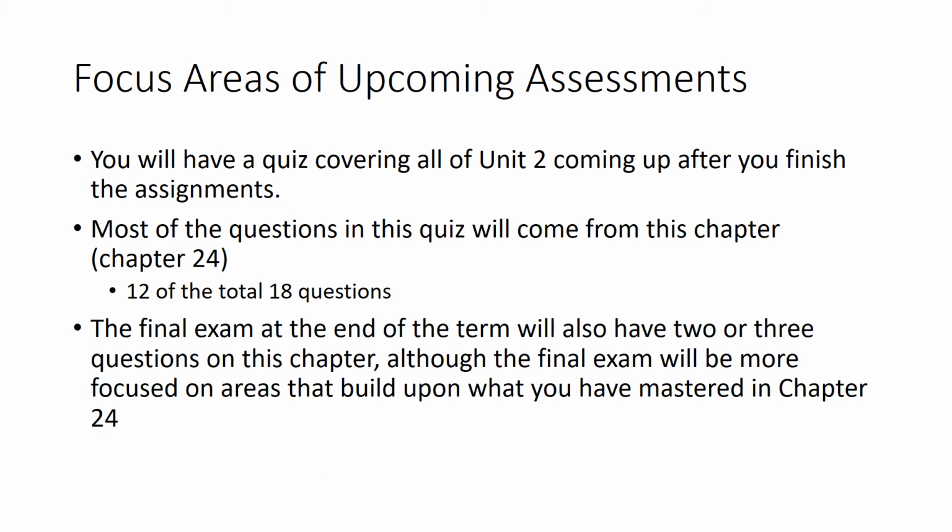So let's talk about how you'll be assessed. Let's say you finish the homework and the other assignments in Unit 2. You'll have a quiz covering all of Unit 2, and most of the questions from that quiz are going to come from this chapter that we just went over, Chapter 24. About 12 of the 18 questions in the quiz are going to come from this chapter. This way you know kind of what's coming on the quiz. Also, there'll be a final exam at the end of the term, and it's going to have 2 or 3 questions from this chapter. The final exam is not really focused on this chapter. Instead, the things you learn in this chapter are going to be needed for future chapters. So that's kind of where we're going with the final exam.